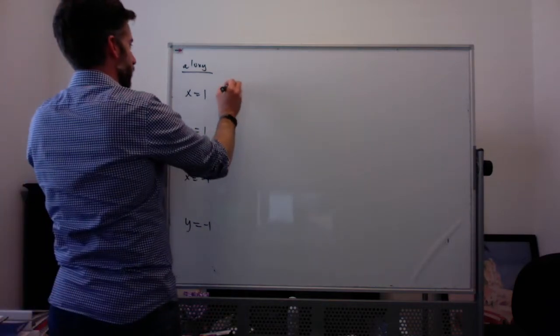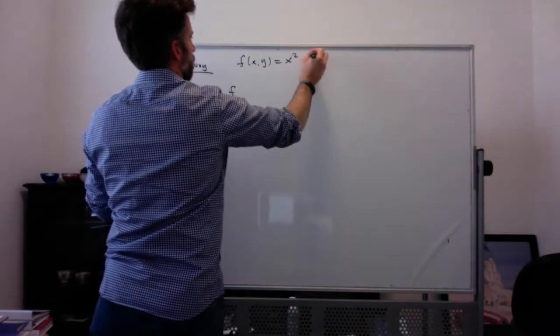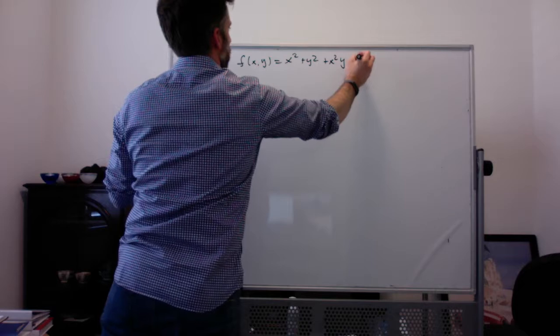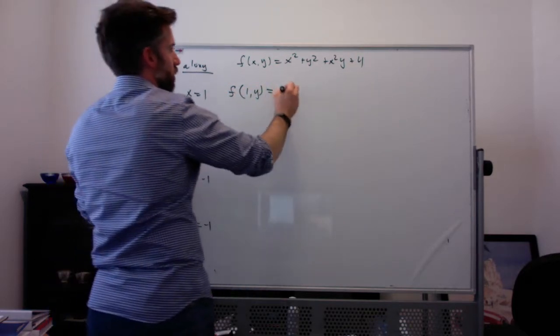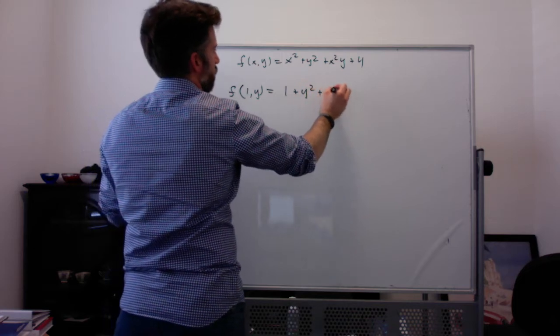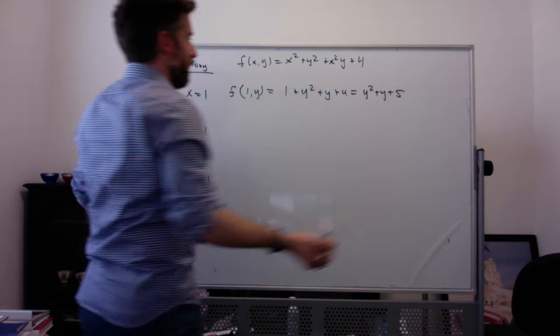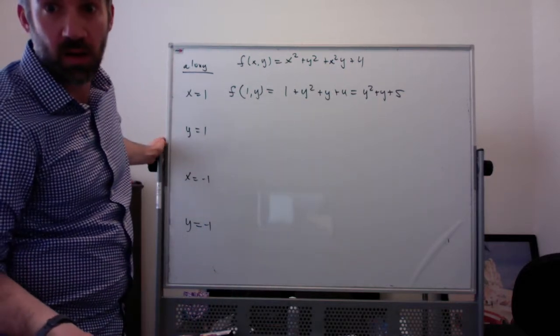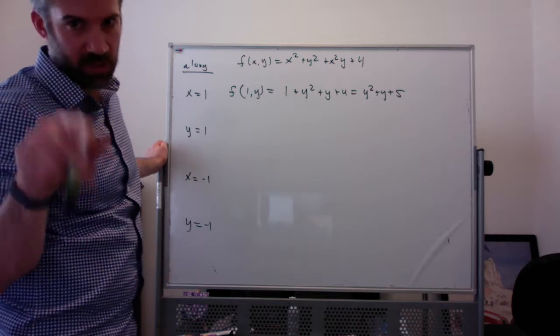So on x equal to 1, the function was f of x y equals x squared plus y squared plus x squared y plus 4. F of 1 comma y is going to be 1 plus y squared plus y plus 4, which is y squared plus y plus 5. And we know that that's a parabola. Sorry, I'm looking at some notes and they actually made a tiny mistake, that's fine.